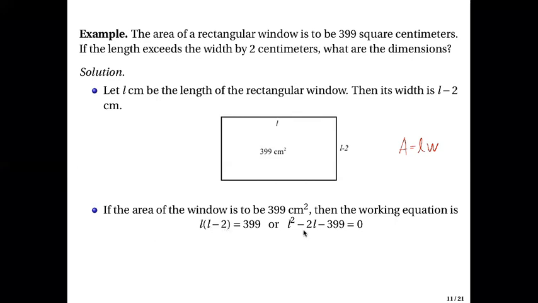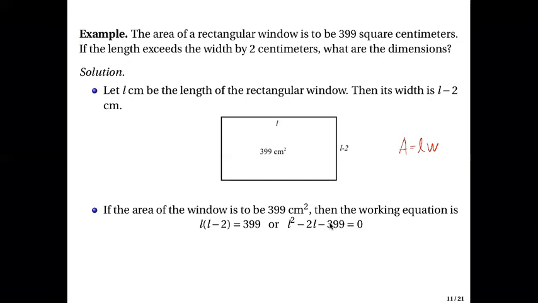So if you simplify this, you will have L squared minus 2L minus 399 equals 0. So we expanded this, we distributed L, and then we put 399 on the left-hand side. So you will have this. And then you can do factoring, you can do what? Quadratic formula, and etc.